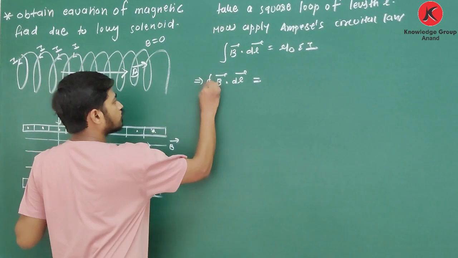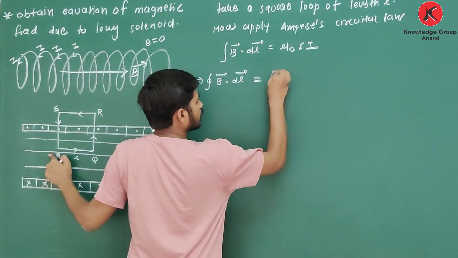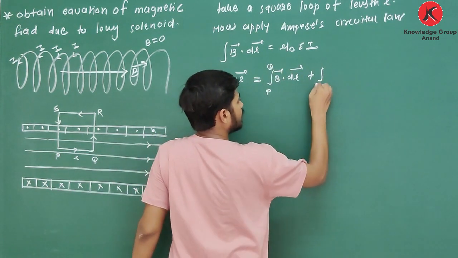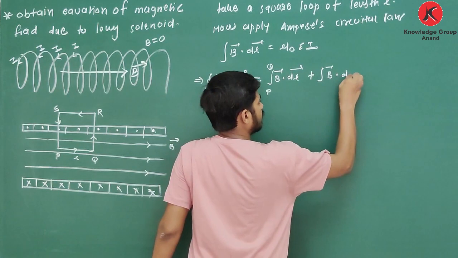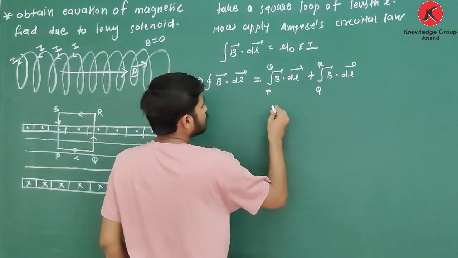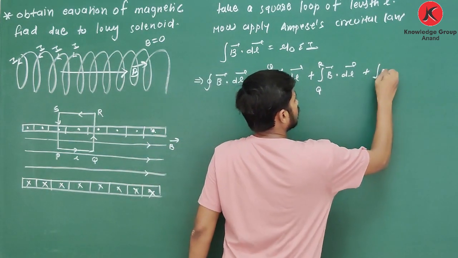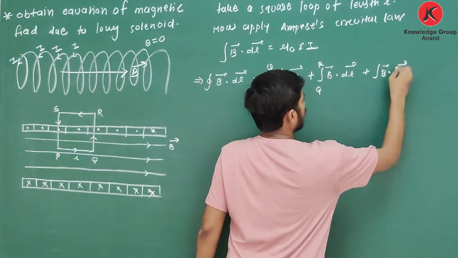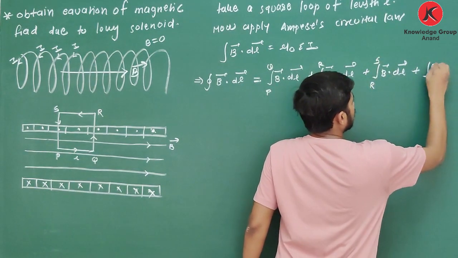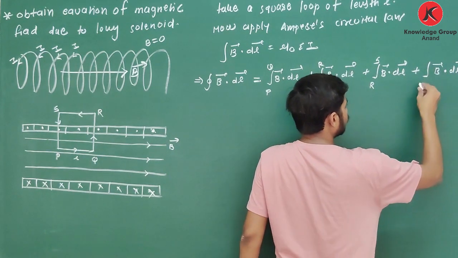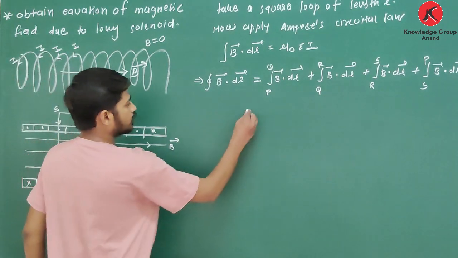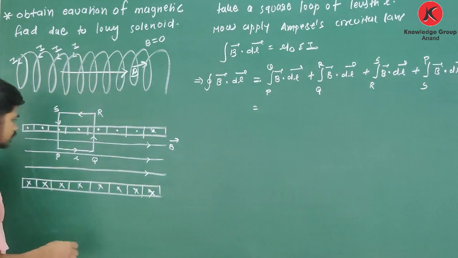Integration B dot dl over a closed loop means integration B dot dl from P to Q, plus integration B dot dl from Q to R, plus integration B dot dl from R to S, plus integration B dot dl from S to P. Clear about this? Okay.